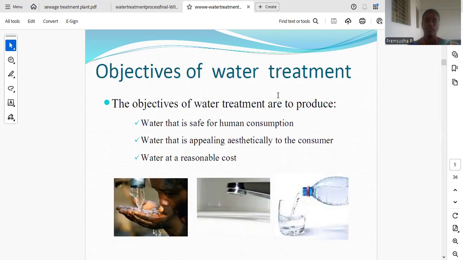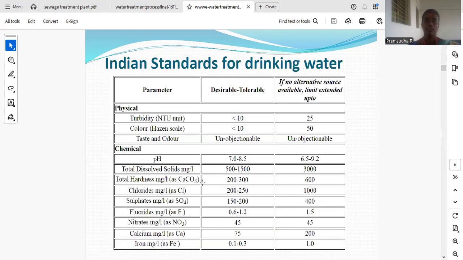So the objective of water treatment is, here you can see, water should be safe for human consumption, appealing aesthetically to the consumers, and given to the community at reasonable cost. And here is the standard, the highest standards for drinking water. As I said, there are physical, chemical, and biological parameters present in water. So they should be at the desirable or tolerable limit. If it exceeds the limit, then we have to give additional treatment. So here you can see for each parameter the desirable and tolerable limit given by the IS standard.